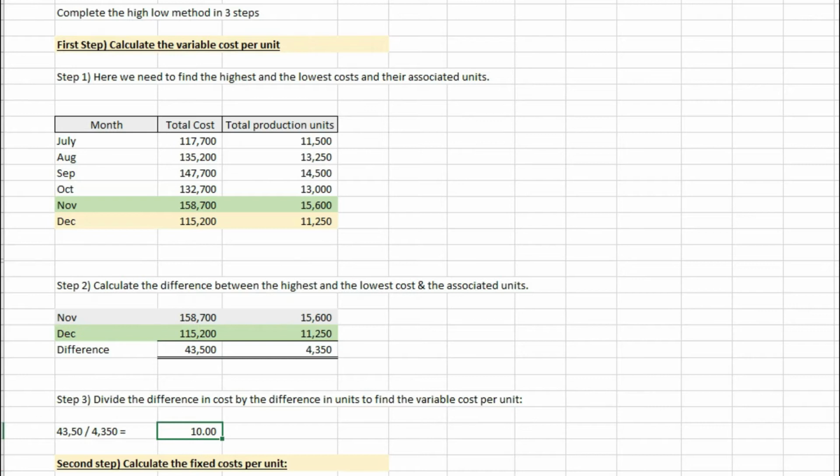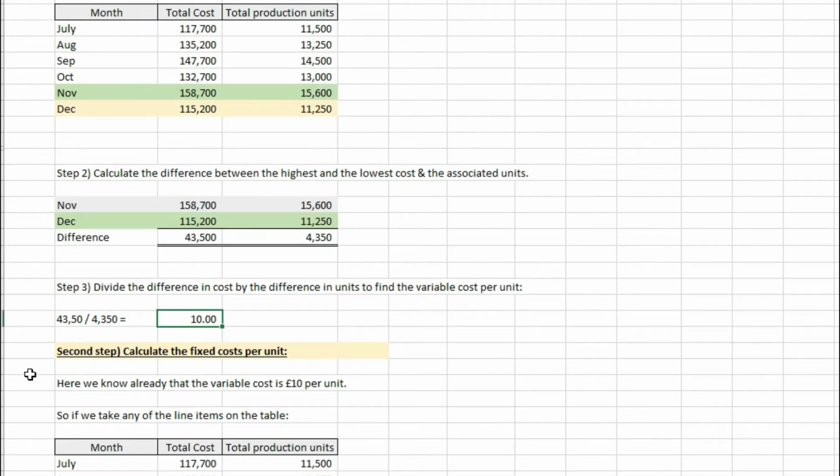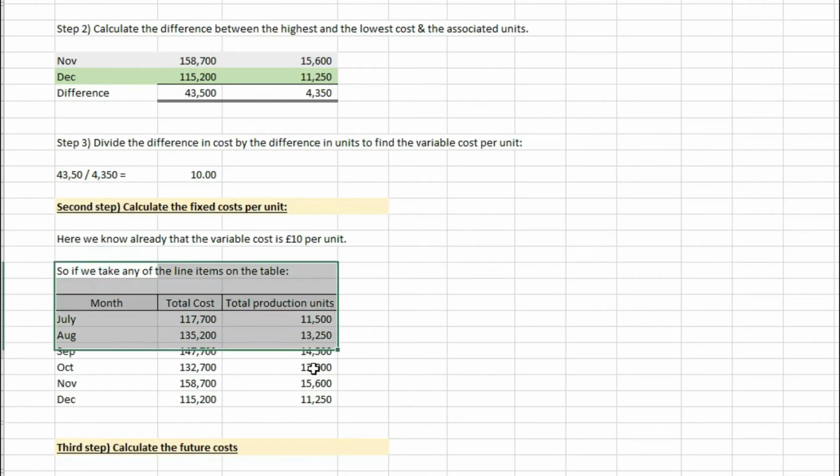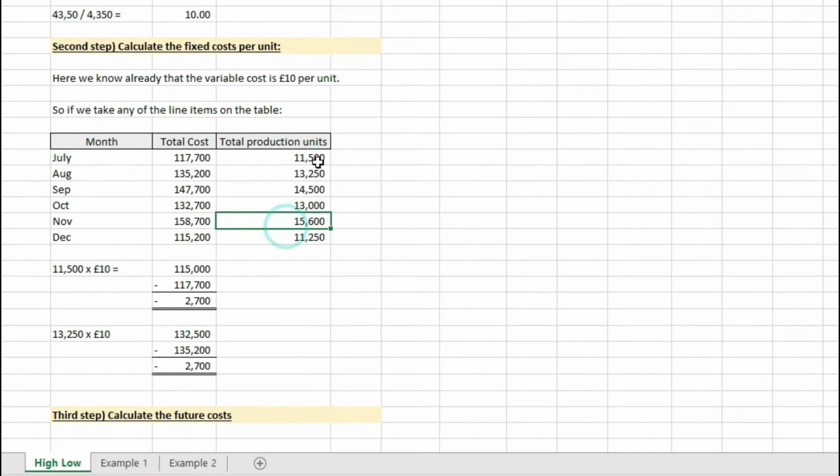We already know that the variable cost per unit is £10 per unit. We can take any of the line items on the table, so we don't have to use what we've already used above, the highest and the lowest. If we take these 11,500 units and times that by the £10 per unit, we get £115,000. That's our variable element. Now, if we take that off the total cost of 117,700, we can see that the fixed cost is 2,700.